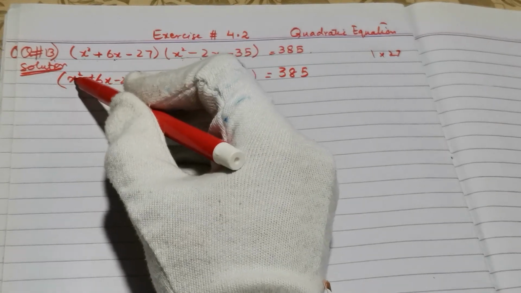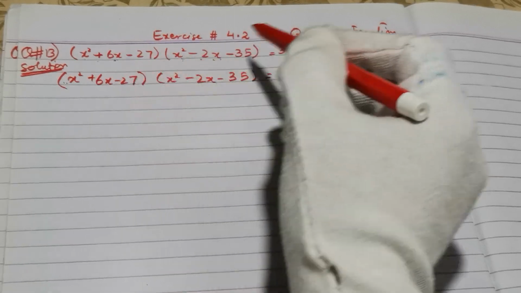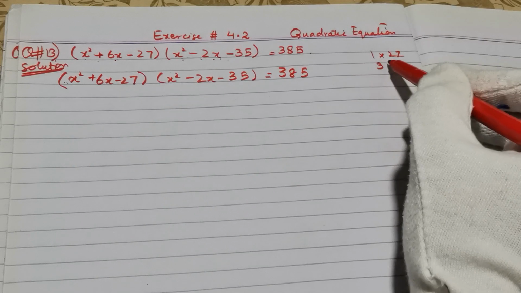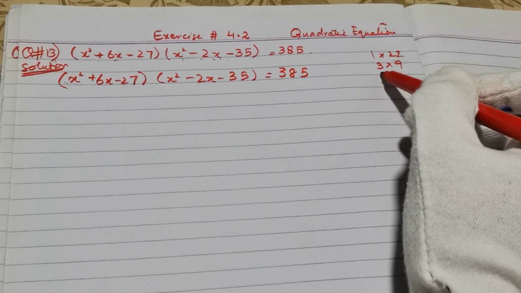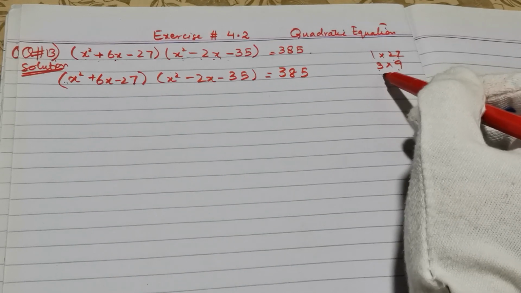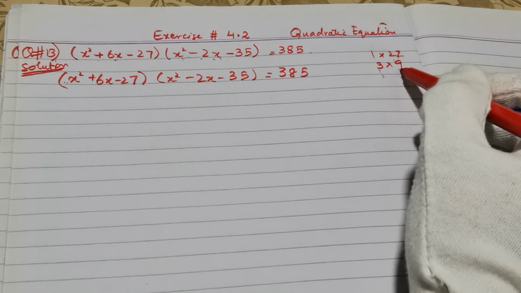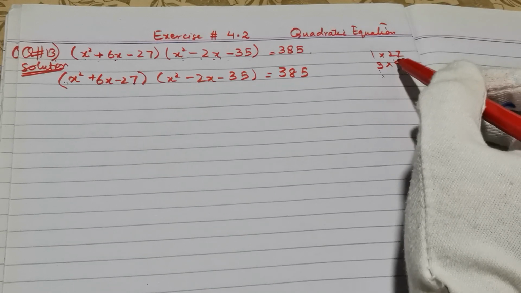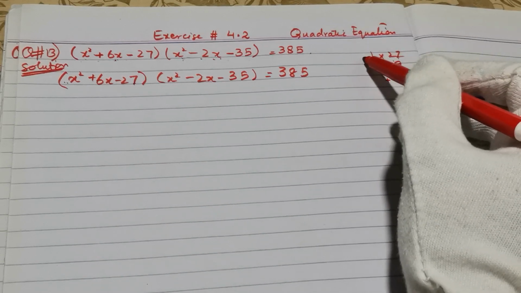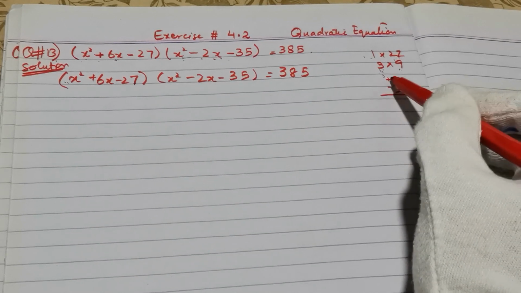The x square coefficient is 1 and this is 27. 27 multiplied by 1 gives minus 27. Now we'll make the factors of 27. 3 9s are 27. So the factors are 3 and 9. If we plus 9 and minus 3, it gives 27 and it gives 6. So the factors are plus 9 and minus 3.